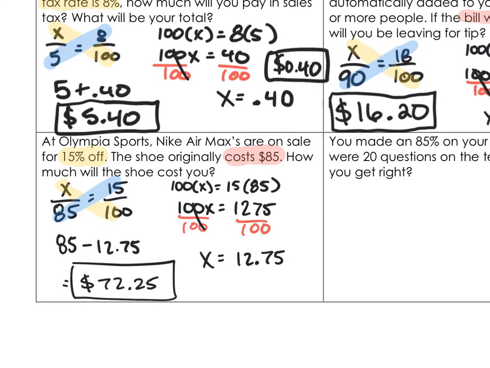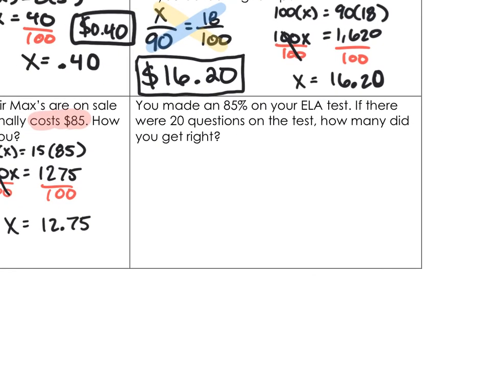Okay, all right, last example here. If you made an 85% on your English language arts test, if there were 20 questions on the test, how many did you get right? Okay, so what you're looking for here, okay, is again, they give you what you made, 85%, and they give you the total of 20 questions. Okay, well, if you got 85% of the questions right, you're trying to figure out what number would make your proportion correct for being 85%. So that's going to be x over 20, because we don't know what that number is that would equal those proportions. But that's got to equal 85 over 100.